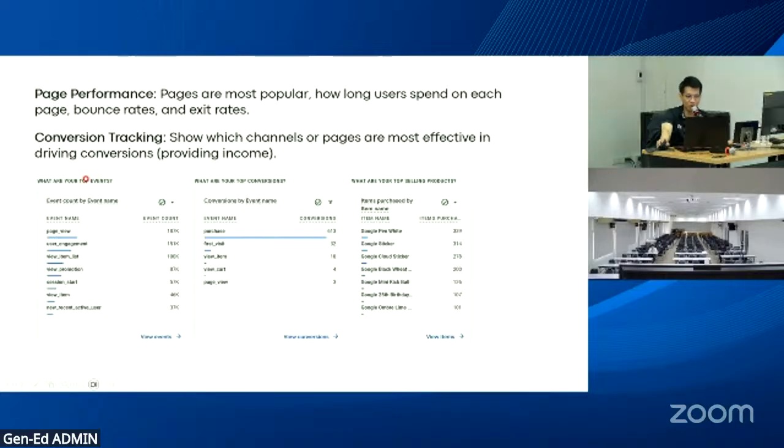If you take a look at the insights here, we have the total page view, the user engagement, the view item list, view promotion, like that, the number of purchases, and the number of items that most people buy, the Google Pen White, this number.